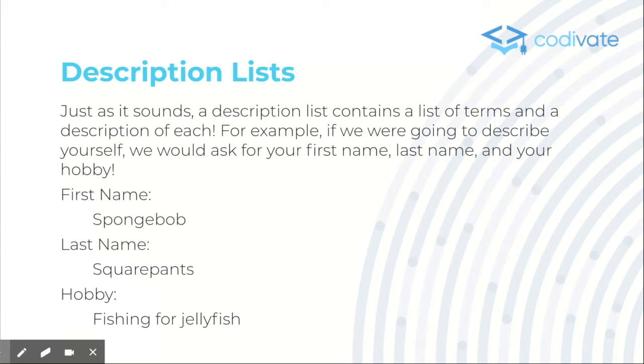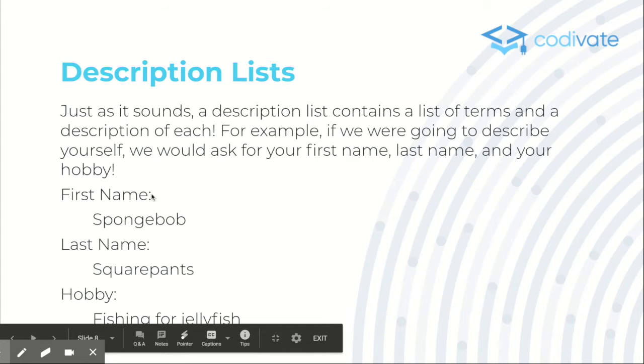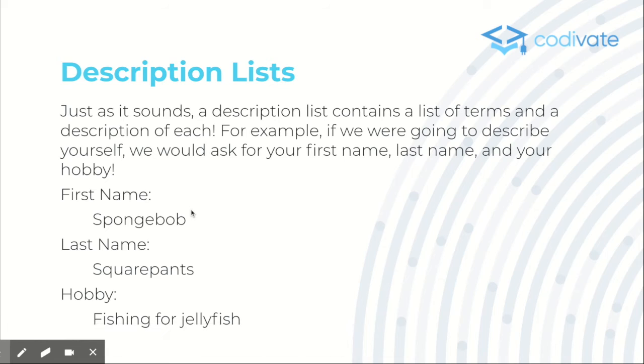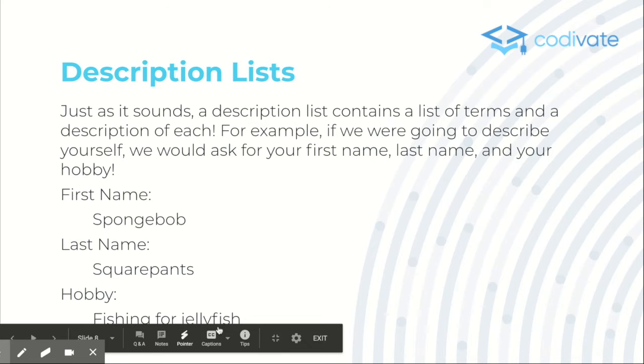Just as it sounds, a description list contains a list of items that you're going to describe, and then a description. So if we were going to describe yourself, we would ask for your name, your last name, and your hobby. So over here, we're going to have our description term, and then we would have the actual description, or what it is, basically. So our first name would be SpongeBob, last name SquarePants, and then hobby would be fishing for jellyfish. So that's an example of a description list.